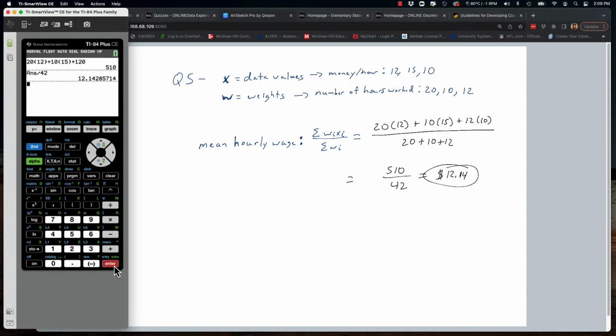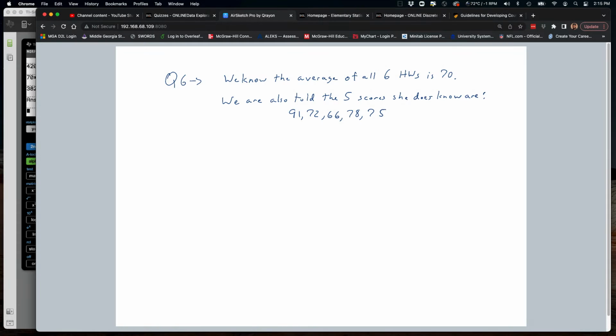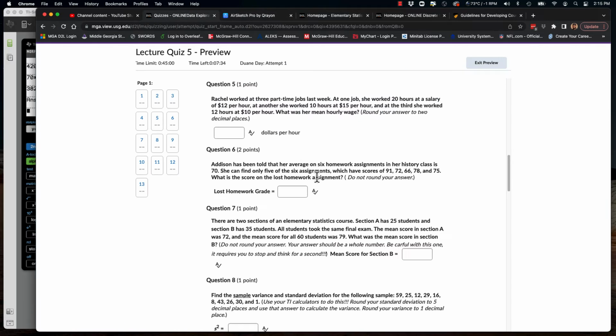So that one's just a matter of knowing what the weights were versus what the data values were, or if you might have made a slight calculation error somewhere when you were working through it, that was possible as well. All right, so let's look at question 6 real quick too. This is one of those problems where you basically have to use the idea of an average to find a missing data value that should be in the sum in your numerator.